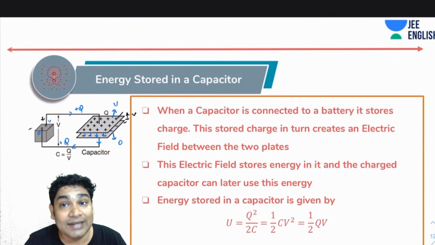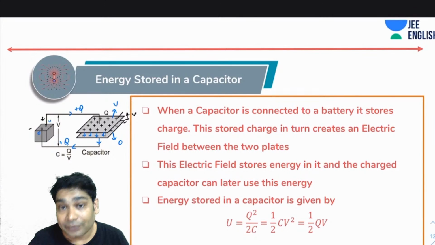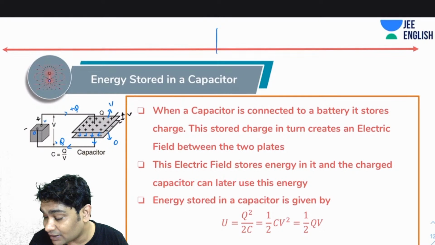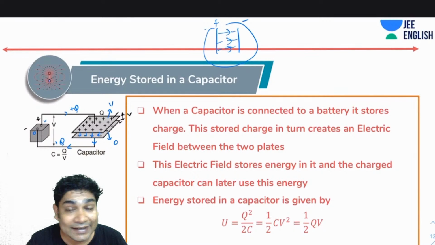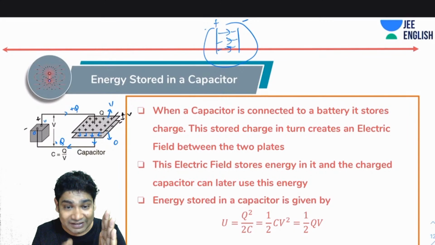Now this stored charge in turn creates an electric field between the two plates. As I said, when you look at your plates, this will be positive, this will be negative, and there will be an electric field. This electric field gets stored here, trapped between the two metals. This electric field is storing energy, so I have energy stored between the two plates in the form of this electric field that got created.